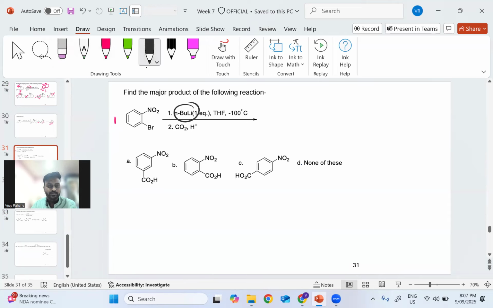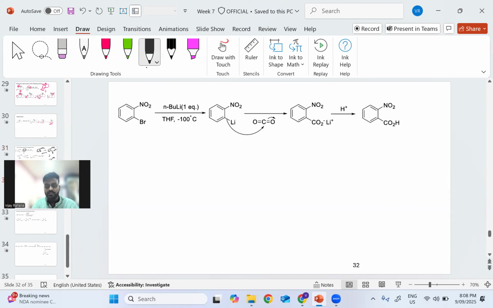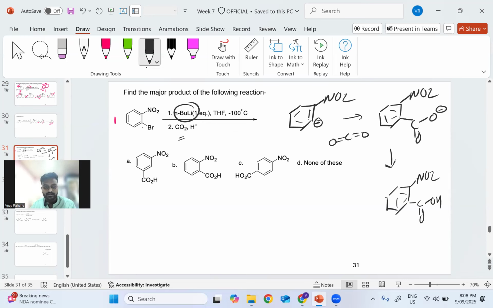So here butyl lithium abstracts the proton. It gives the formation of this NO2 compound. Here there will be a negative charge, and this negative charge reacts with the C double bond O, sorry, the carbonyl of CO2, which is the source of the carbon electrophile. So it gives the formation of C double bond O, and this will be the O negative. And upon workup, it gives the product. So yeah, the option B is the correct option here.